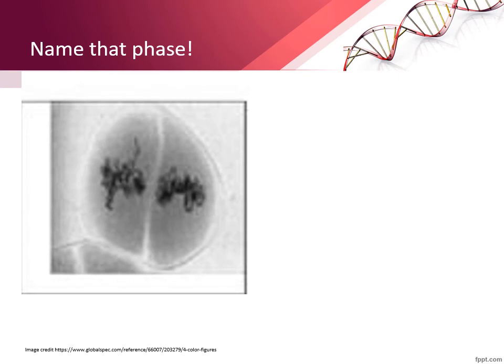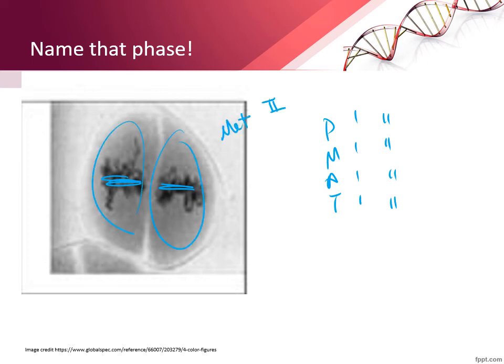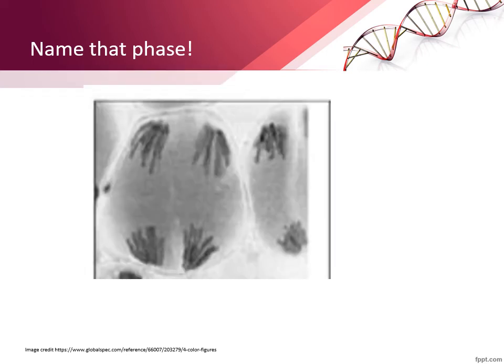All right, let's name that phase. What do you think this is? What, PMAT? PMAT 1 or PMAT 2? Is this prophase 1 or 2, metaphase 1 or 2, anaphase 1 or 2, telophase 1 or 2? What do you think? We're actually going to do 5 of these practices in that phase. Hopefully you are thinking metaphase 2, metaphase in the middle, 2, because we have 2 cells already formed.